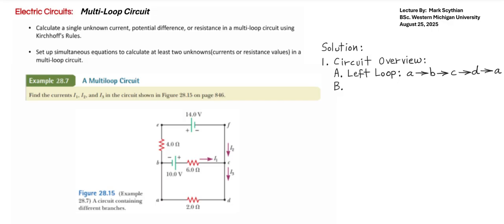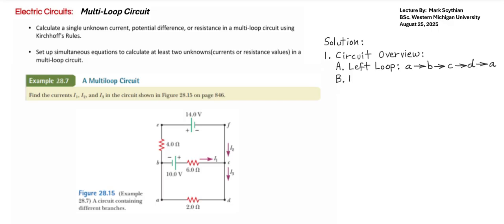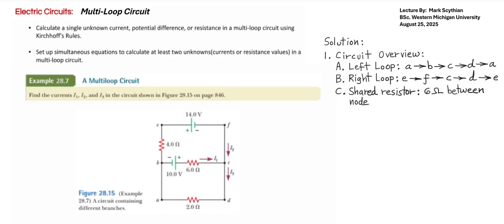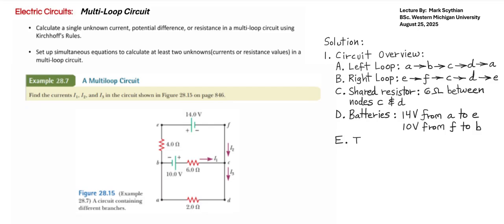So we have the left loop flowing from A, B, C, then D and A. If you pause the video and trace the circuit, you can see that left loop. And then we have the right loop, which is E, F, C, D, E, with the 6 ohm shared resistor between nodes C and D. Then we have the batteries, 14 volts from A to E and 10 volts from F to B.